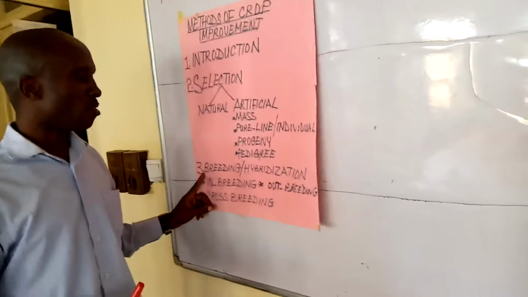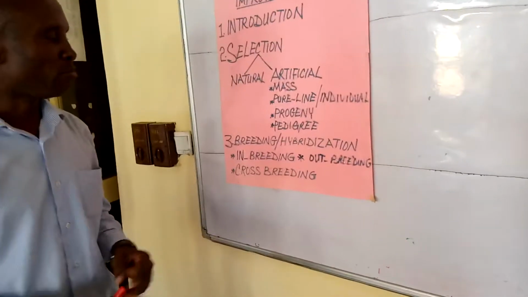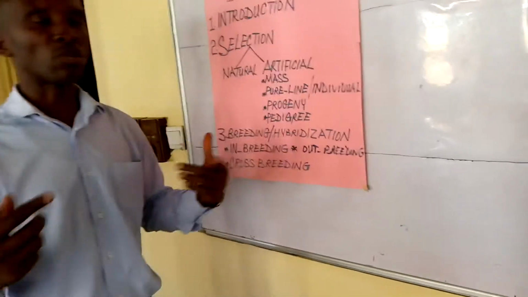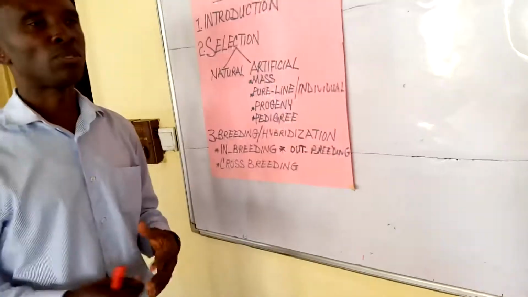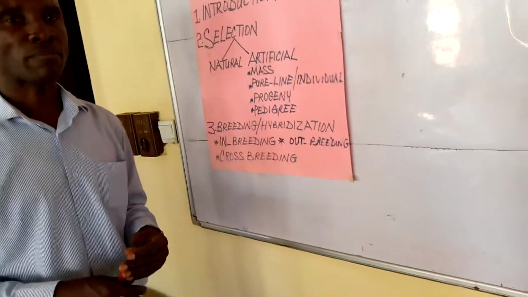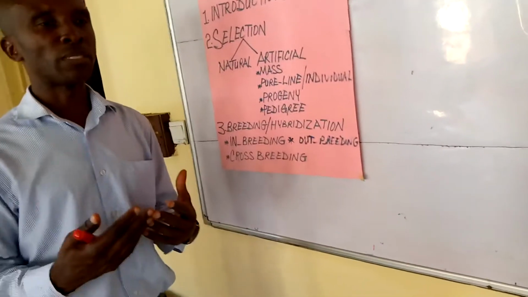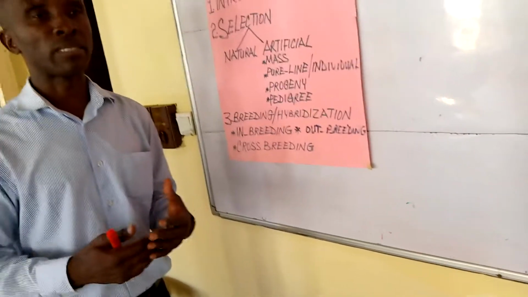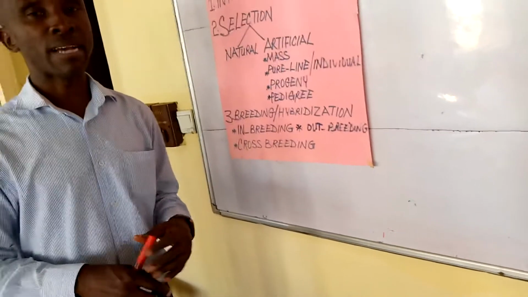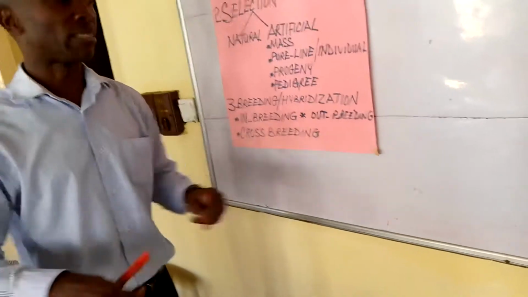Then breeding or hybridization. What is breeding? Breeding is the cross-pollination of two different types of crops in order to produce a hybrid. Crossing or pollination or planting two crops together so that cross-pollination will take place and the offspring will be a hybrid, having characteristics of both parents.